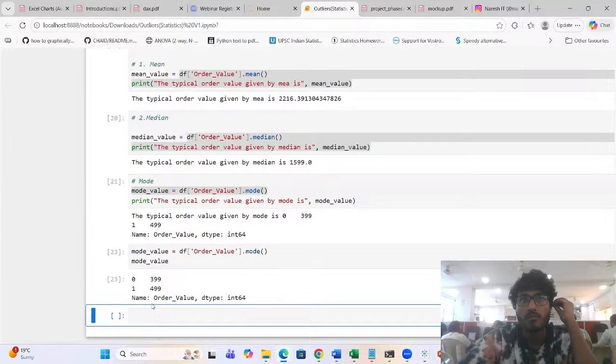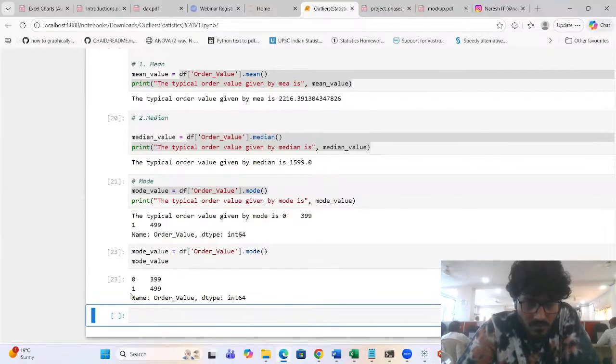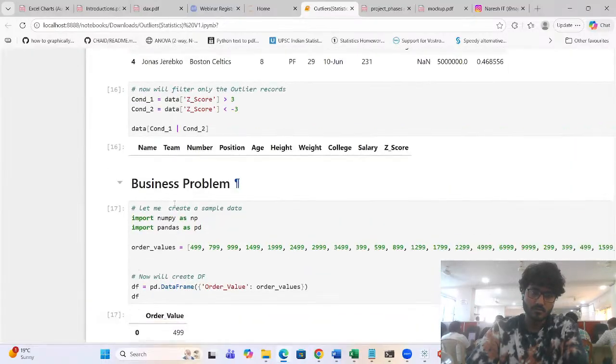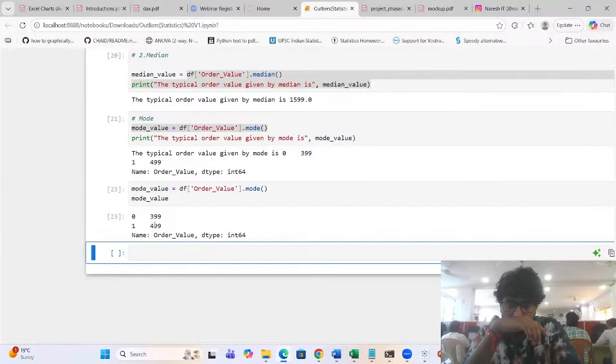Series is a one-dimensional labeled array. Means you have a label in only one dimension. That is the row label. See, 0th row and first indexed row. When you say data frame, you have a two-dimensional labeled array. Means you have a row label and a column label like this. Do you have a column name here? No, it's a series. You clear? So whenever you calculate, you'll get the output like this.